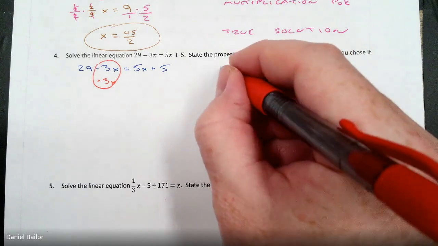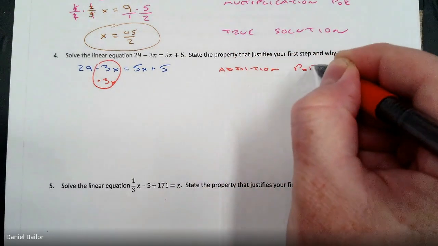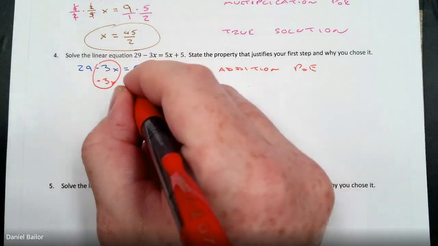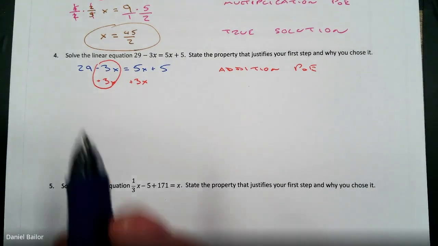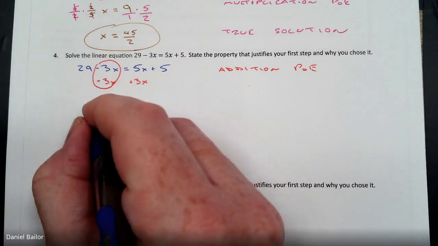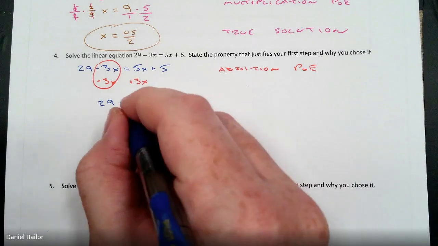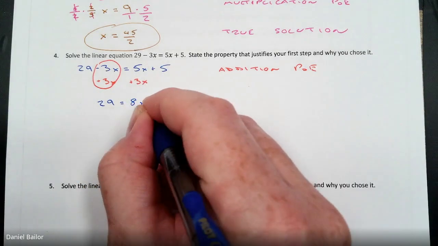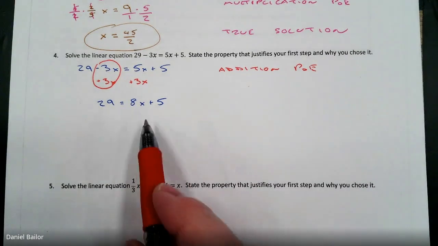But I need to follow the addition property of equality, because I do plus 3x on this side, I have to do plus 3x on that side also. That's the addition property of equality. So I get 29, and then this turns into a plus 0, so I get 29 equals 5x plus 3x is 8x plus 5.